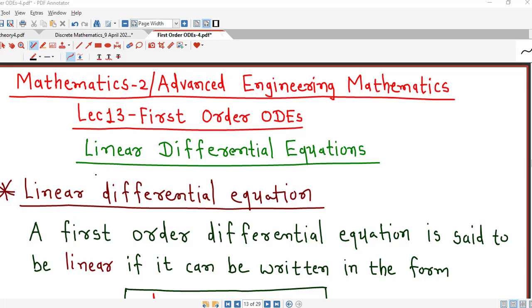In this lecture we are going to discuss one more type of differential equations known as linear differential equations. So first we will understand what is a linear differential equation, and then we will discuss how to solve linear differential equations of first order.